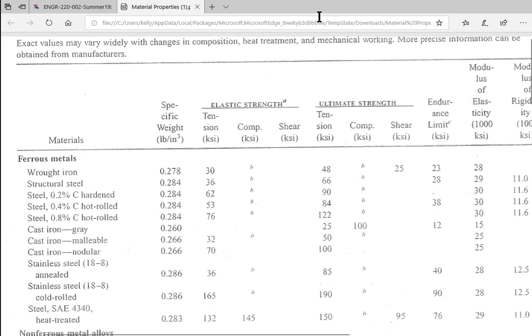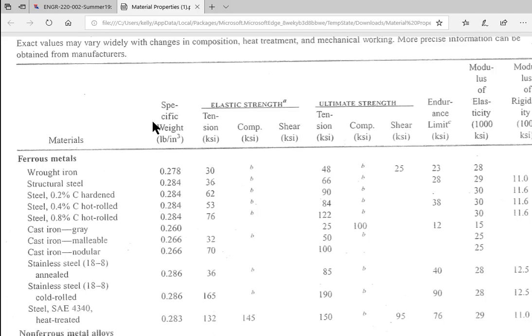All right, so across the top up here, I have different things. I have specific weight, so that's like the density. So if I had the volume of it, I could figure out how much it weighed, which we do have, we can calculate the volume. So we can figure out how much this little piece weighs. Then I've got these two broad categories, one of them elastic strength with 3 columns under it, and one of them ultimate strength with 3 columns under it. Those 3 columns are tension, compression, and shear.